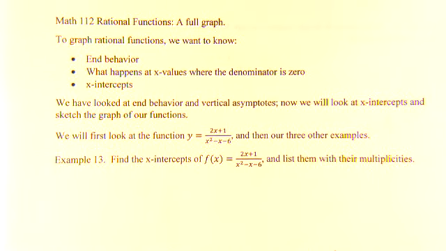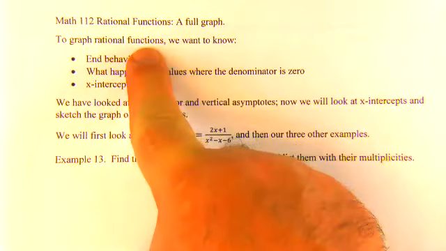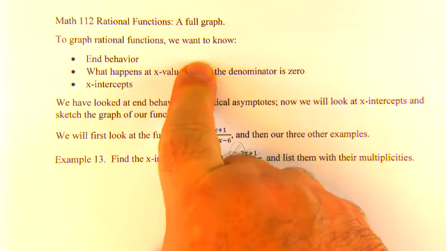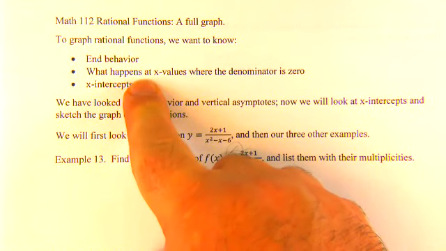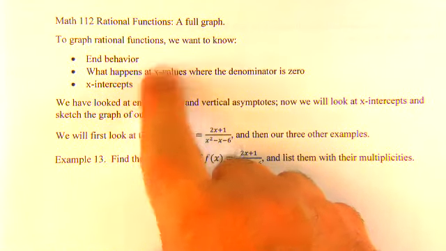Okay, so this is the last lecture for 2020 spring. Math 112, rational functions, a full graph. To graph rational functions, we want to do these three things. We've talked about end behavior. We talked about vertical asymptotes, x-intercepts. We talked about that with polynomials a little bit. We'll discuss a little bit what happens with them.